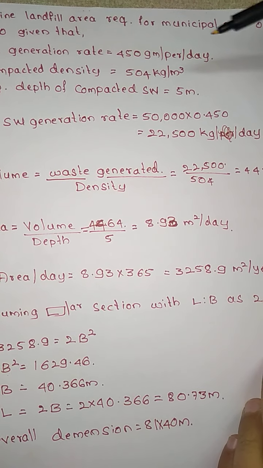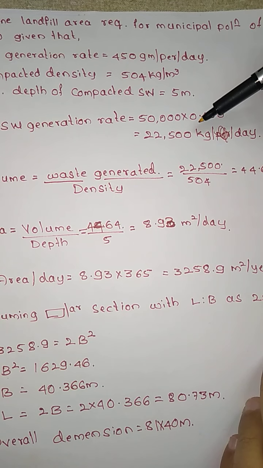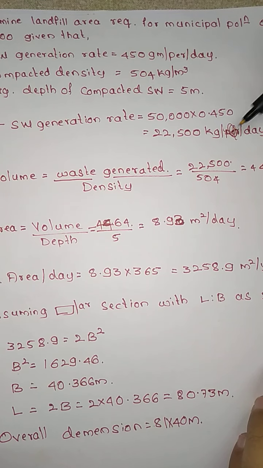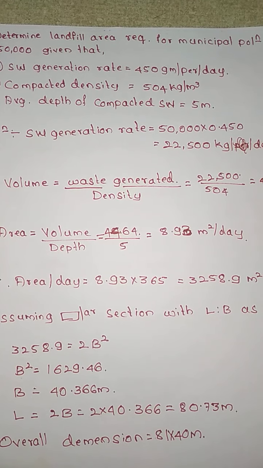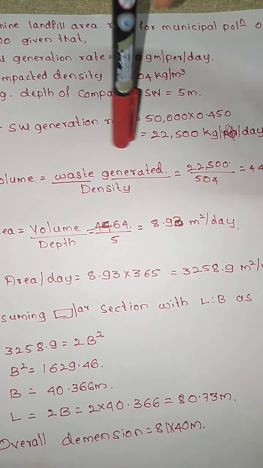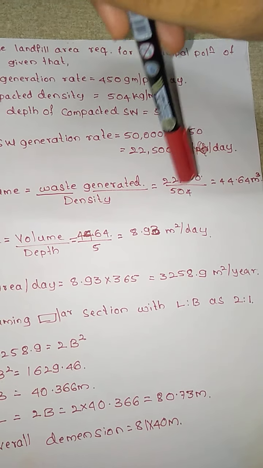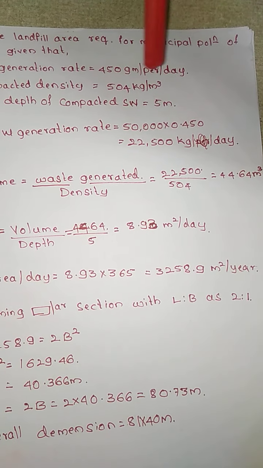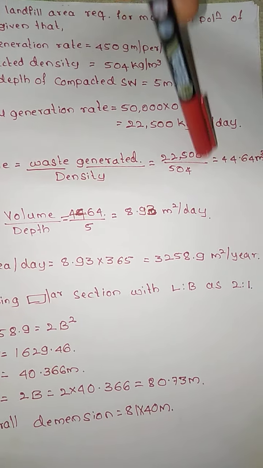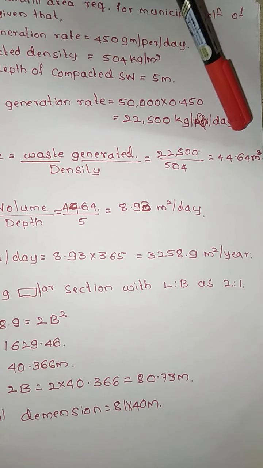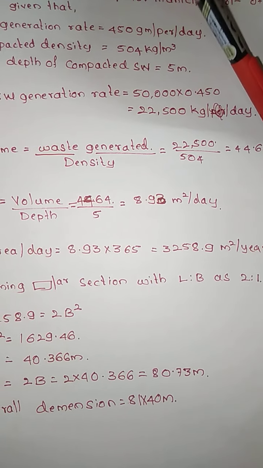So 50,000 people will generate how much waste? They are going to generate 22,500 kg per day of waste. Now volume is equal to, as already told, waste generated divided by density. Waste generated is 22,500 kg divided by density 504 kg per meter cube. So how much volume do we get? We get 44.64 meter cube of volume.